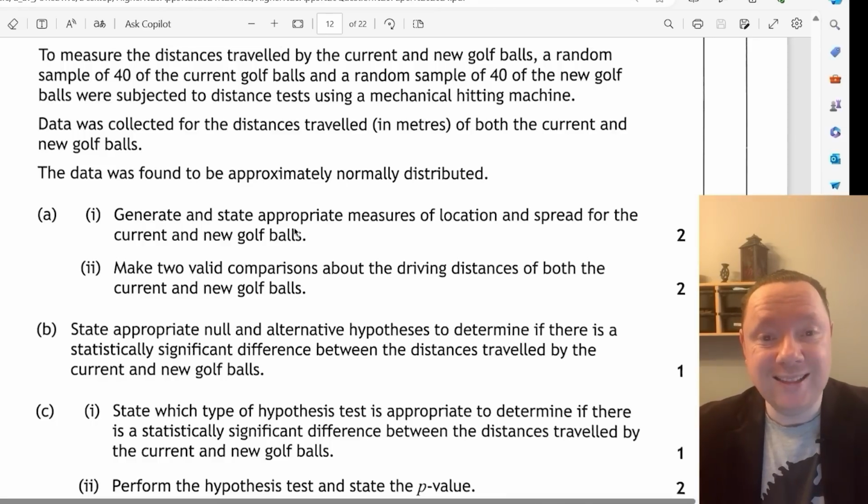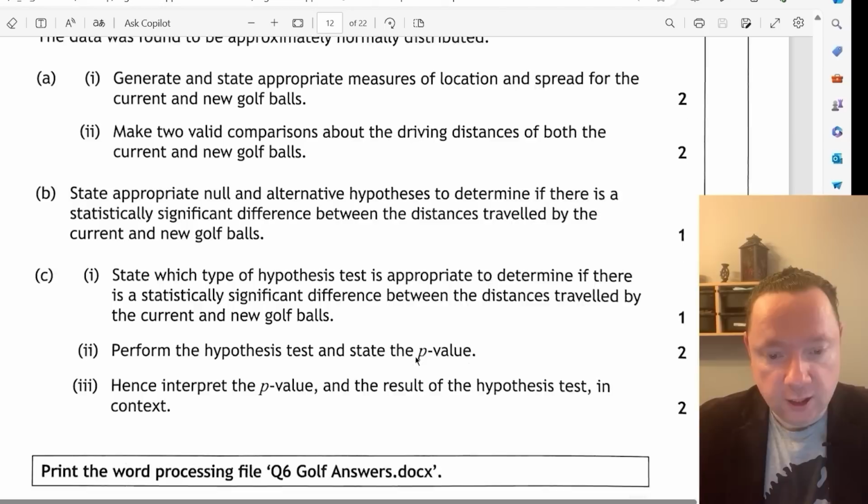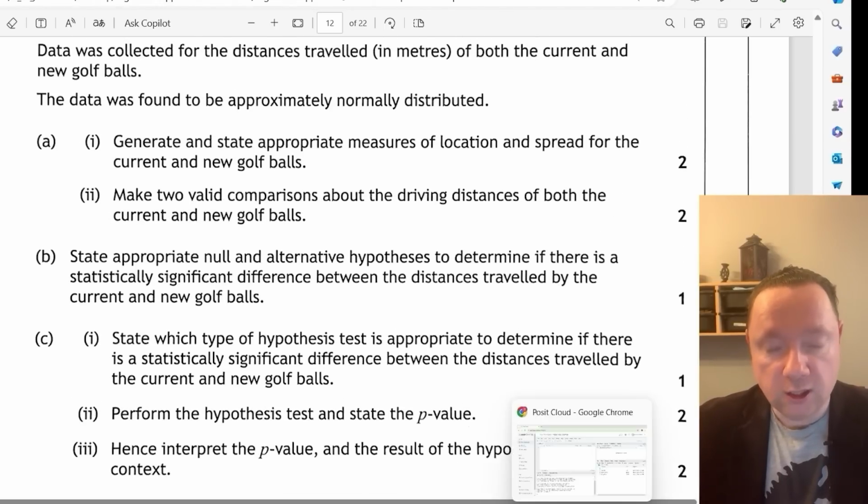So if it is normally distributed, you can use the mean and standard deviation. If there's a skew, you use the median and interquartile range. Make two valid comparisons about the driving distances of both current and new golf balls, so we can look at that when we get our mean and standard deviation. And then state appropriate null and alternative hypotheses, do a hypothesis test, interpret a p-value. We'll get to that when we get to that. Let's look up RStudio, because it's an RStudio question.